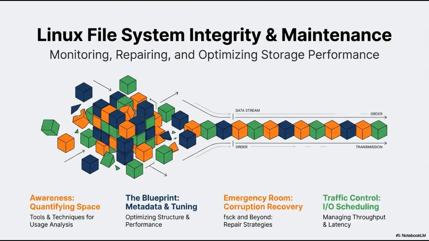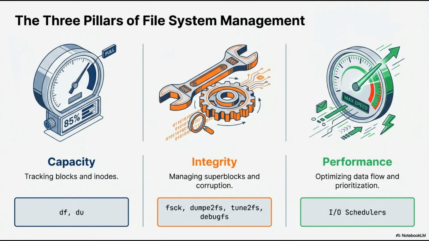We're looking at slide 1 and slide 2 to start. These kind of set the stage with the 3 pillars of file system management. The graphics are pretty distinct. A gauge, a wrench, and a speedometer. Right, and these correspond to the 3 big questions every admin has to answer. So the gauge is capacity. Do I have room? Exactly. The wrench is integrity. Is the data actually readable or is it corrupted? And the speedometer is performance. Why is my database suddenly crawling? Yeah. Simple enough. Capacity, integrity, performance.